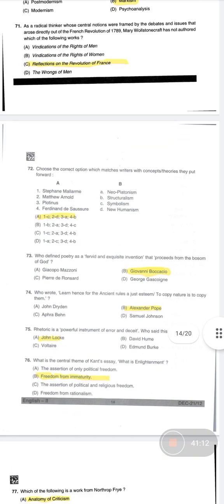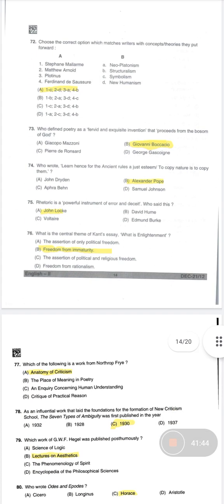Come to question number 72. Two options are there. We have to match the name of the person with their theories. Okay. We have Stéphane Mallarmé. The right answer is symbolism. Then Matthew Arnold, everyone knows New Humanism is by Matthew Arnold, and Plotinus is Neoplatonism, and Ferdinand de Saussure is always structuralism, favorite of NET. Question number 73. Who defined poetry as a fervid and exquisite invention that proceeds from the bosom of God?